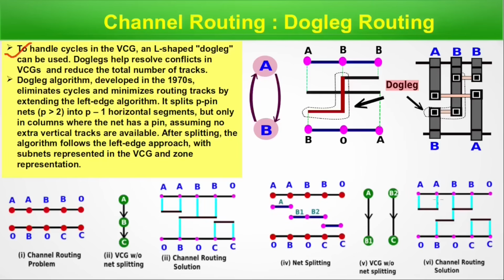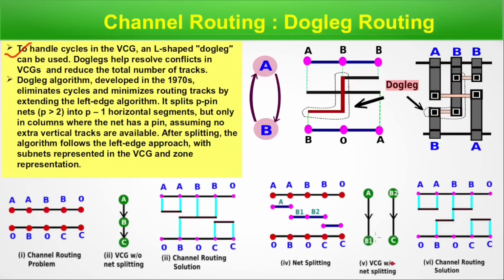A is connected like that, C is connected like that, and in case of B, it's connected through B1 and this split, and now it's a little bit vertically shifted. And look, this one compared to this one is much clearer. Channel routing solution: now VCG without net splitting, that should be with net splitting.